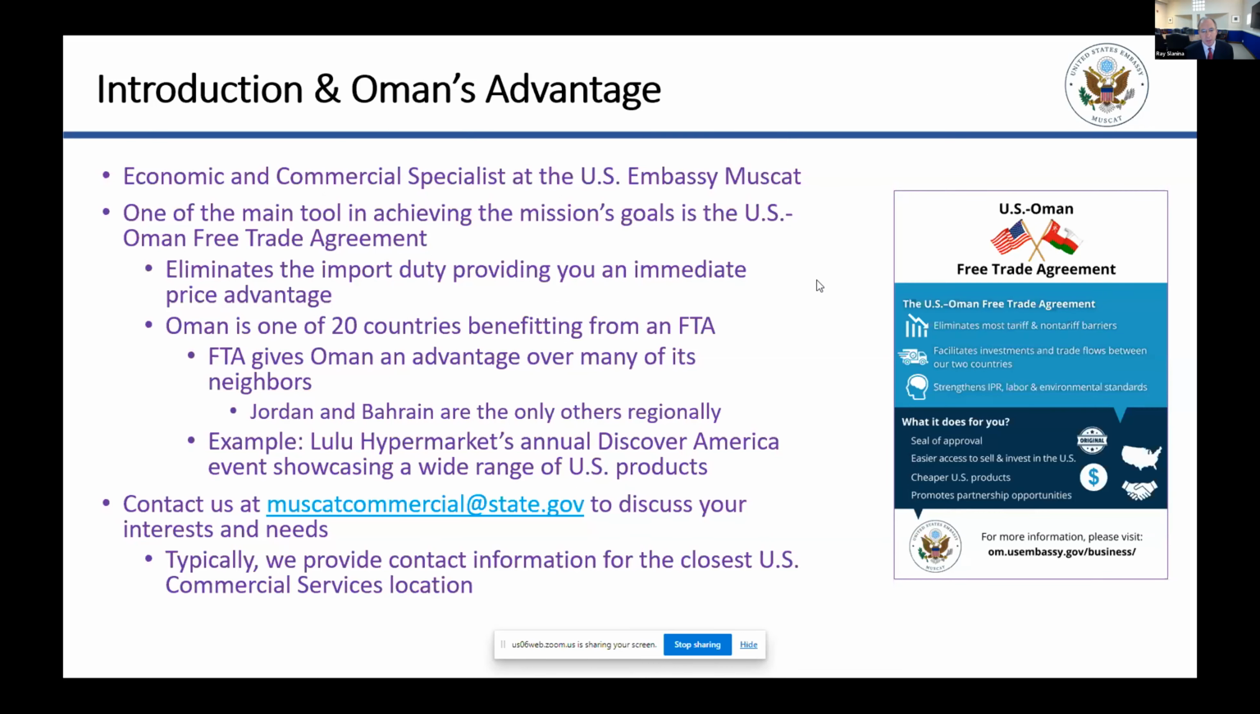So my main role is, of course, improving U.S. business, getting companies together, improving the relationship between U.S. and Omani companies, and basically increasing trade.